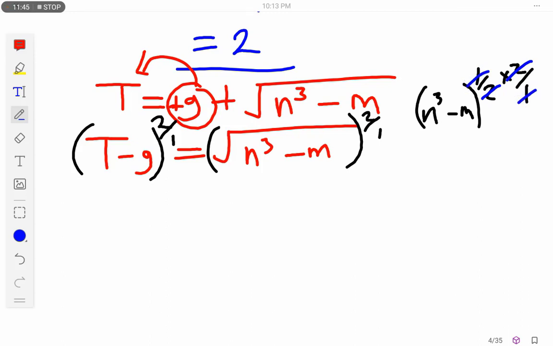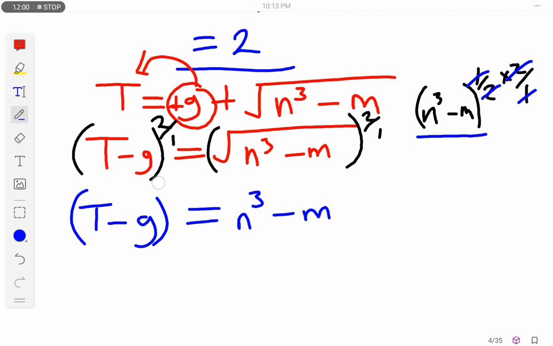Then we remain with N cubed minus M. So this is going to be our answer here, N cubed minus M. Then the other side, 2/1 is the same as 2. So we can say we now have T minus G to the power of 2 like that. So we are done with removing the square root sign.